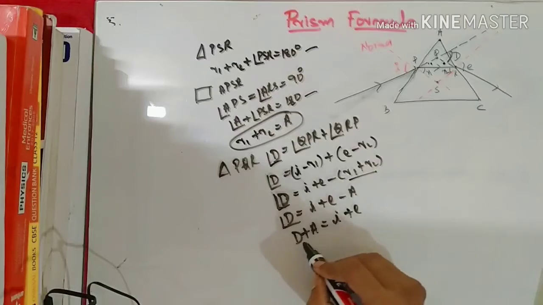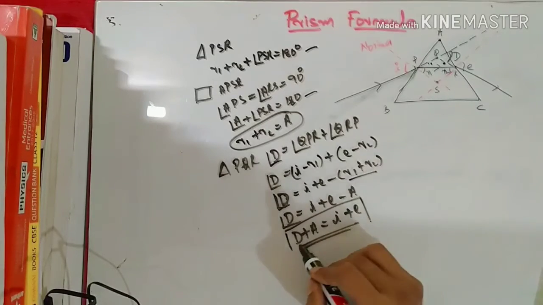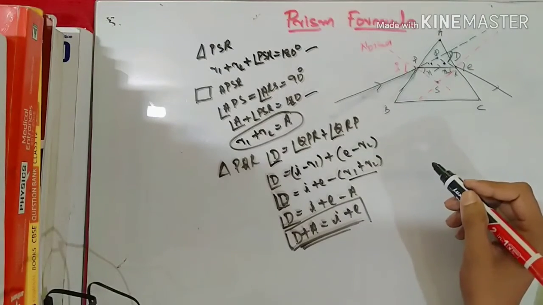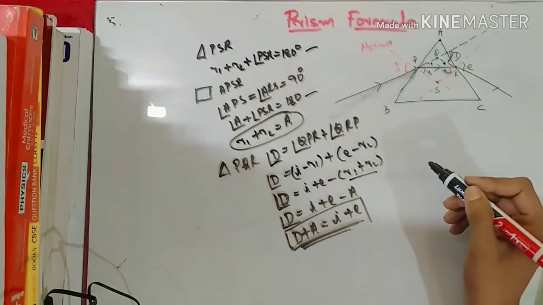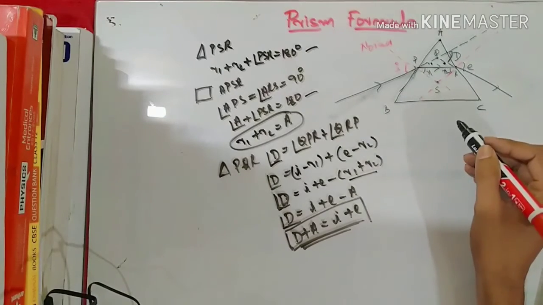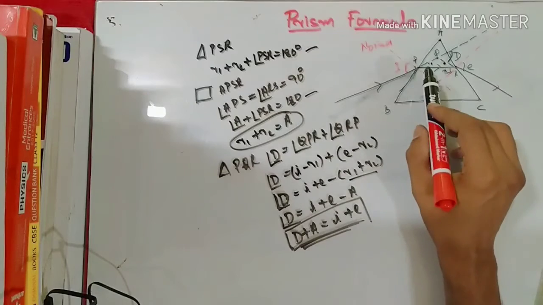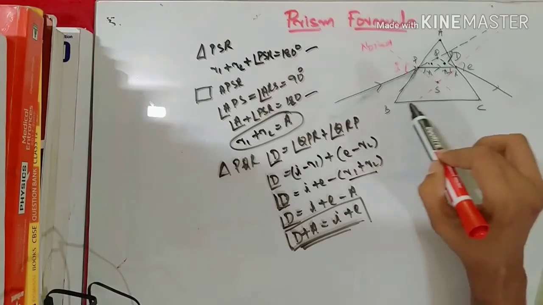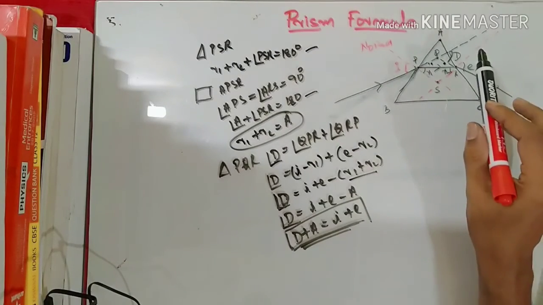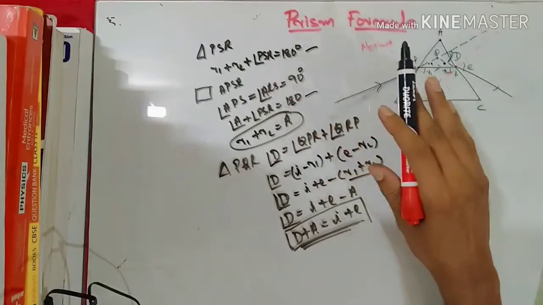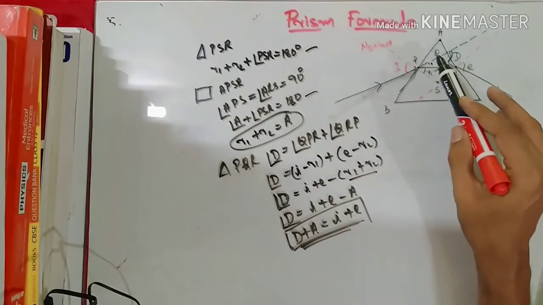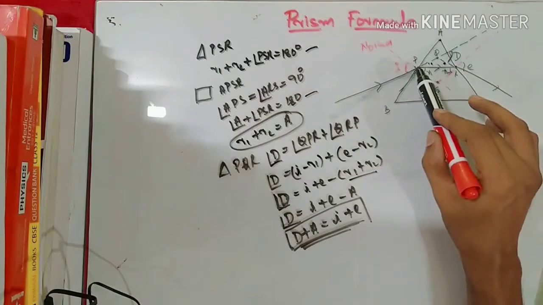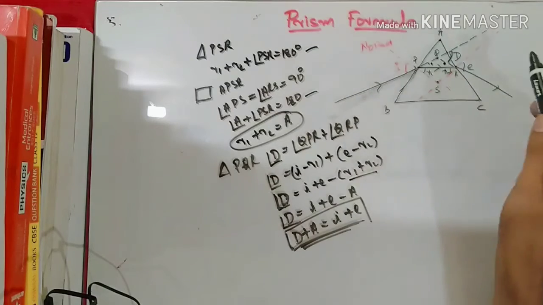This is another important equation that we have to remember in the derivation of the prism formula. Proceeding further, we are considering the ray passing through, that is PR. If it is parallel to BC, the prism will have a bilateral symmetry. That is, if this is an equilateral prism and BC is parallel to PR, it will have a bilateral symmetry.